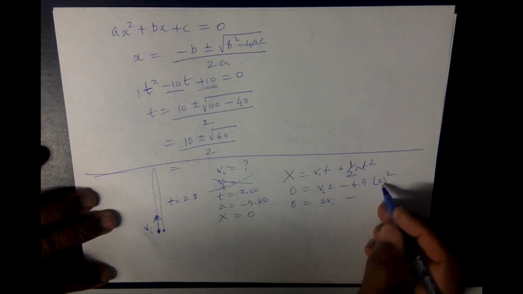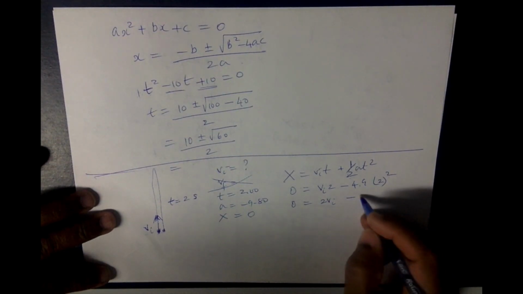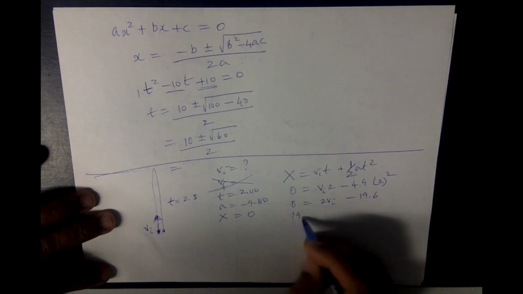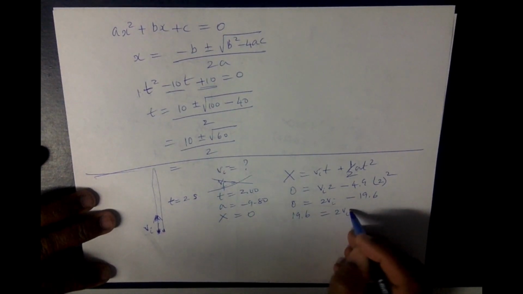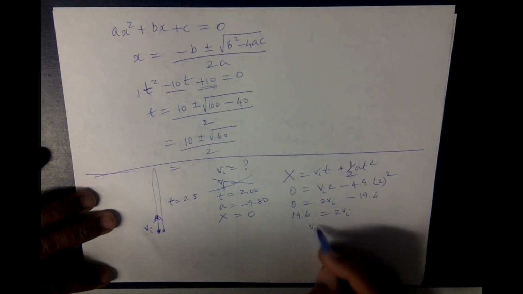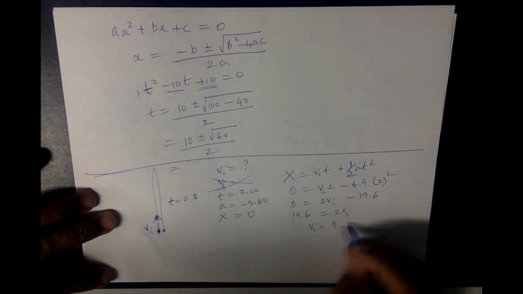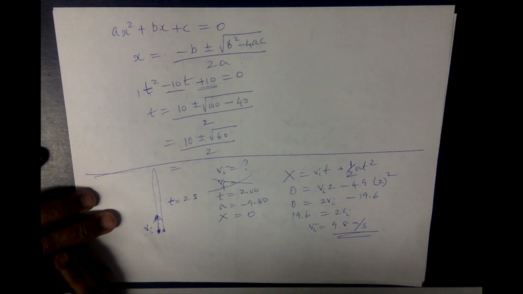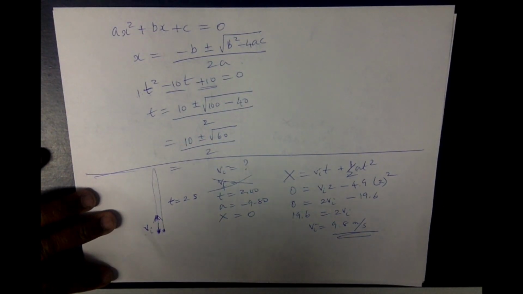After this, write it again: 2 vi minus 4.9 times 4, which is 19.6. Now add 19.6 to both sides. These are all mathematical steps that you're supposed to follow properly. And then we have vi. Divide both sides by 2, so you get 9.8 meters per second. That's your initial velocity with which you should throw something in order for it to come back after 2 seconds. Hope that is clear. Likewise, all such questions can be answered with the same equations of motion.